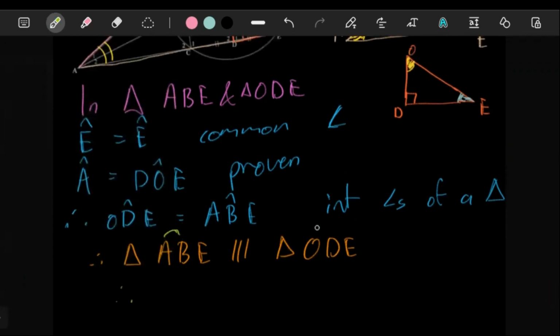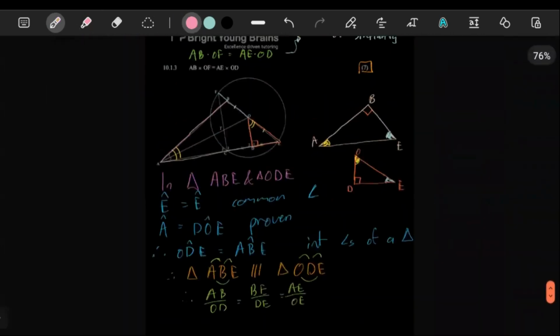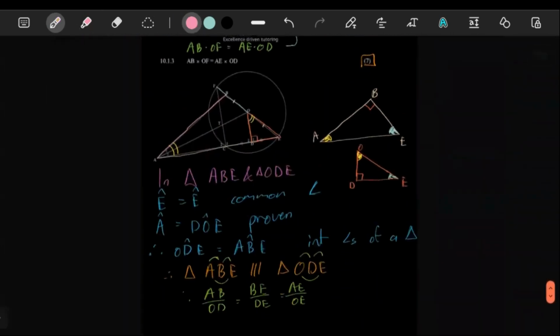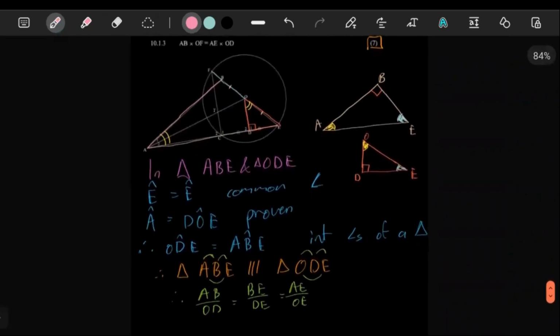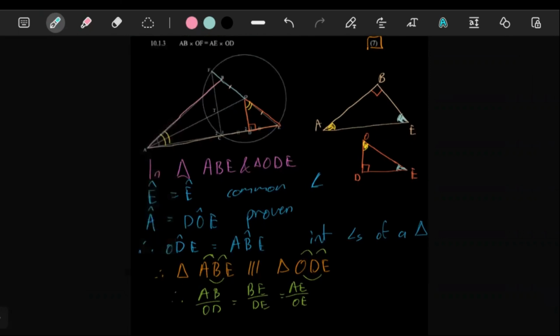Therefore, AB over OD is equal to BE over DE, which is also equal to AE over OE. Now we're almost home free, because all we have to do now is find out, from the question they were asking us, which of these lines we have in our expression. And then we just have to target. But before we finish here, let's give a reason. The reason here is just the proportionality theorem.